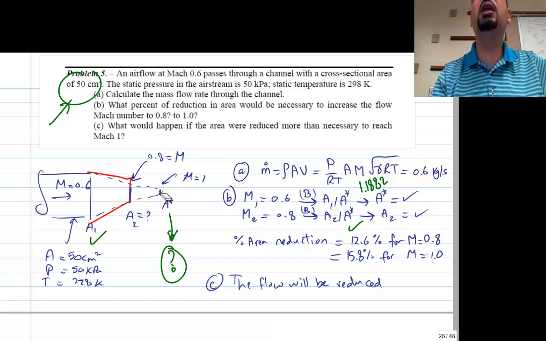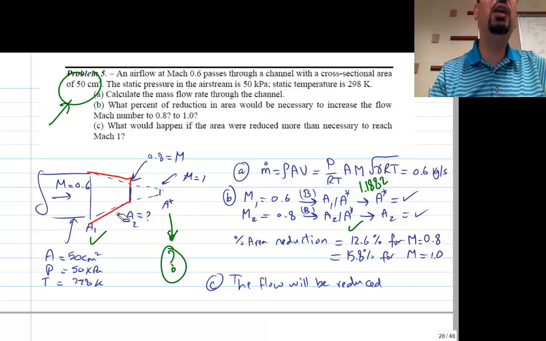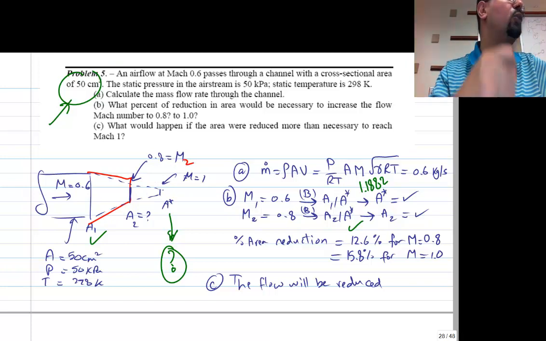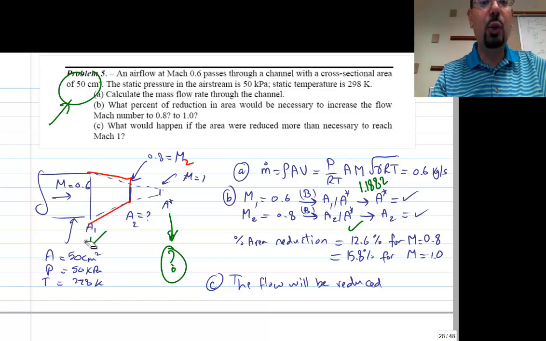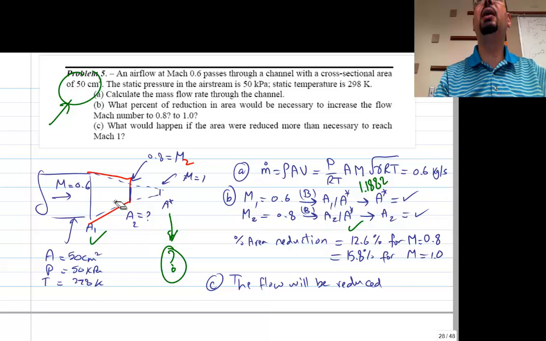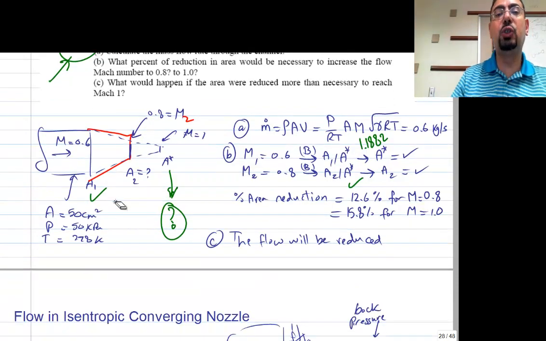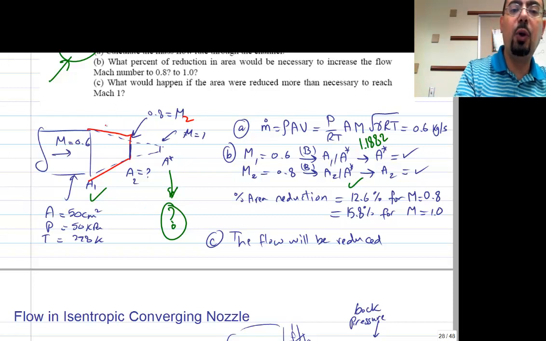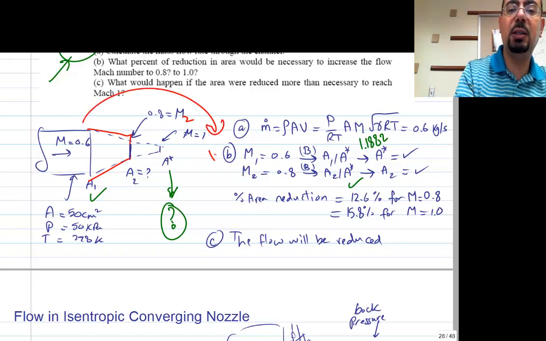There is no area star. He never asked about it. But the only way to get that new area 2, where Mach 2 equals 0.8, is to get to area star and then get area 2. And the cartoon that I always draw, and I will draw it for you 100 times in this course, I will always tell you, let's go get the star condition, and from that, let's go back again and solve for 2.